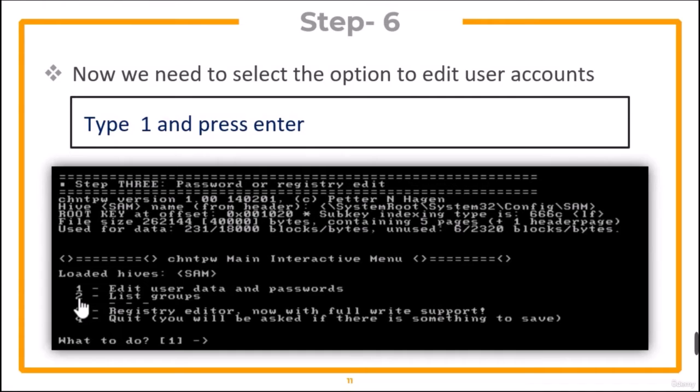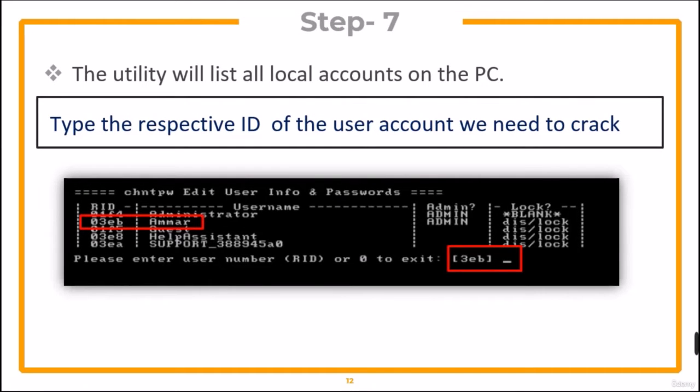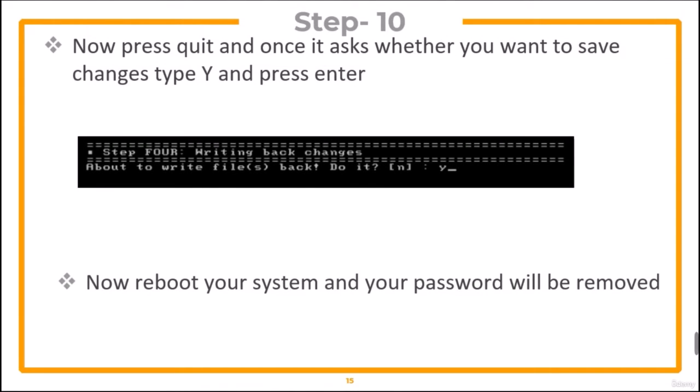Now to choose the option to edit user accounts, type 1 and press enter again. Now the utility will list all local accounts on the PC. Type the respective ID of the user account you need to crack and press enter. Now it will provide a number of options. To choose the option to clear user passwords, type 1 and press enter. Now to save changes and quit the utility, type Q, and once it asks to save the changes, type Y and press enter. Now reboot your system and your password will be removed.